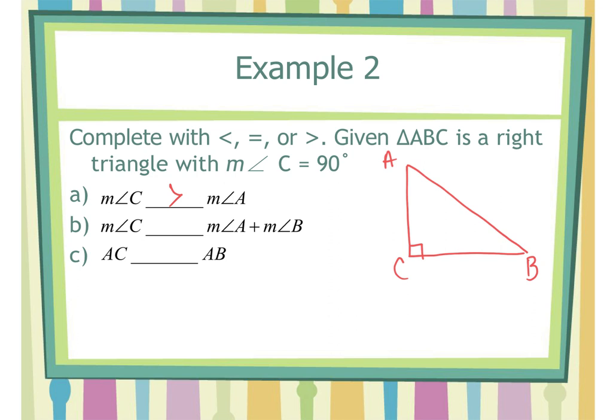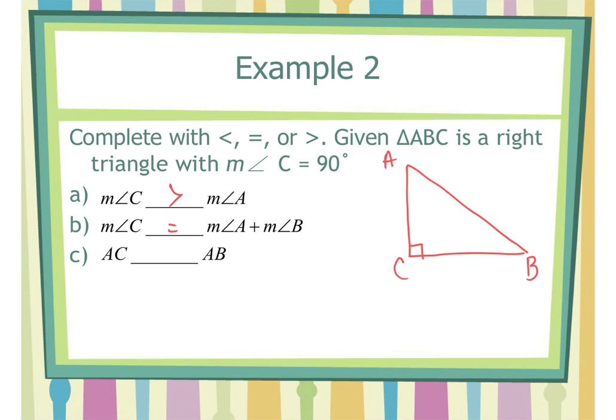Angle C, how does it compare to angle A plus angle B? It would be equal. Why? Because angle A plus angle B is equal to 90 and C is 90. Very good. In a right triangle, the two acute angles are complementary. Do you guys remember that? So if these two add up to 90, and this one's already 90, what's their relationship? They're equal. They're the same, okay?